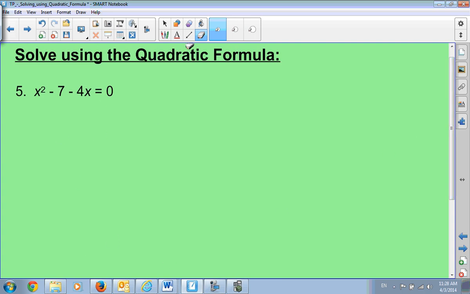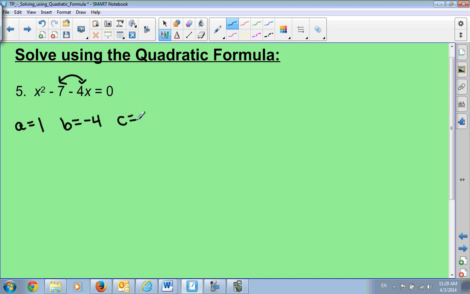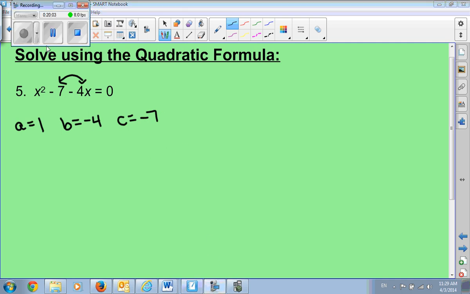This guy is already set up to equal 0. What's our a value? 1. What's our b value? Careful. Negative 4. Why? Because of the x. Yeah. What's our c value? Negative 7. There you go. Okay, let me give you a second. I can't catch up.